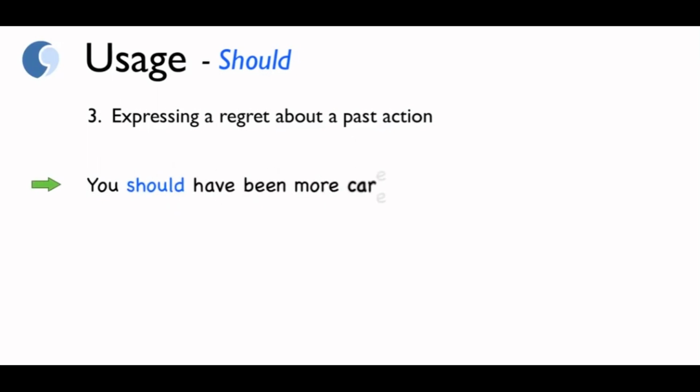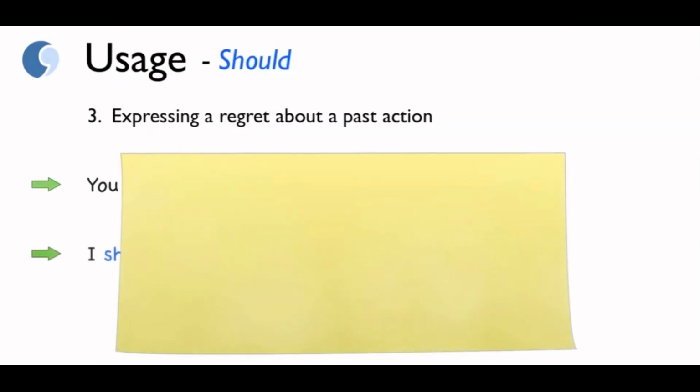And the third usage of should is to express a regret about a past action. You did something wrong and you are regretting about it. You should have been more careful. I hadn't been careful, I'm regretting now. I shouldn't have said that. I said something, now I'm regretting.